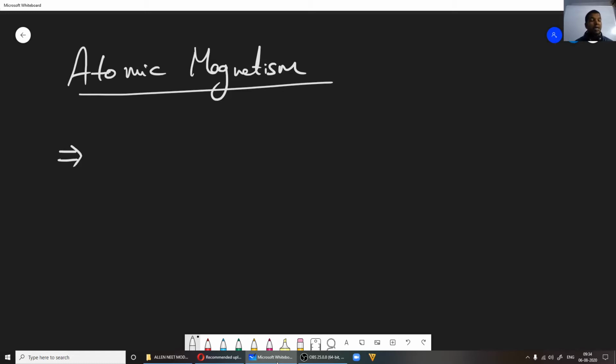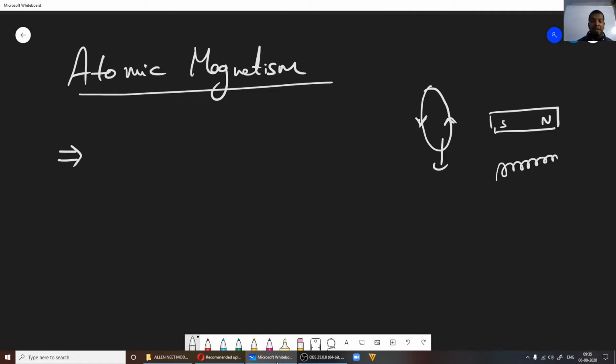Now, as we studied in chapter number 5, the magnetic properties of materials all depend on the arrangement of these dipoles. You can consider a current carrying loop as a dipole, a bar magnet as a dipole, a solenoid can be considered as a magnetic dipole, like that. Now, speaking of this revolution of electrons around the nucleus, it approximates to a current carrying loop, correct? Now, let us discuss in detail one after the other.